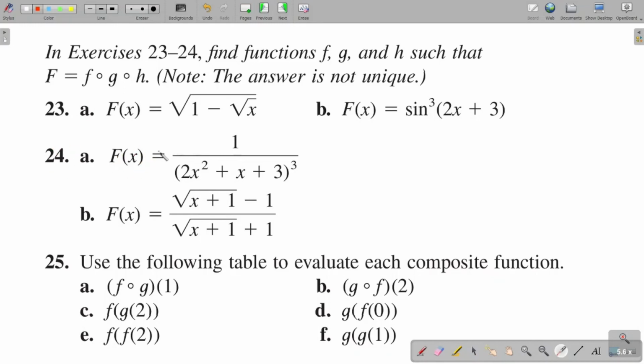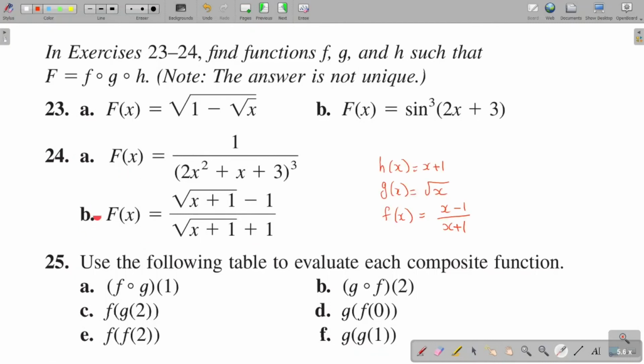The A part is f of x equal to 1 by (2x square plus x plus 3) whole cube. First, you have to perform 2x square plus x plus 3. Then you will take the cube of that. Finally, you have to take 1 by that quantity. And you will get f of x as f composite g composite h.